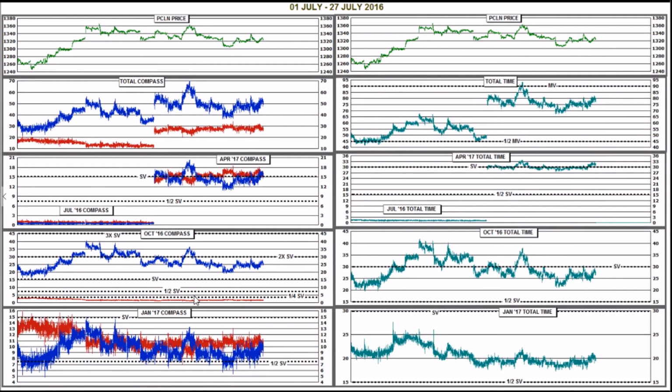And the one key that we use is we look at the furthest time cycle, and it's going to be April 17. If we look to the right on April's total time, it's the 1 to 3rd chart up from the bottom to the right. Notice that when Pcln popped up, time grew above the starting value.